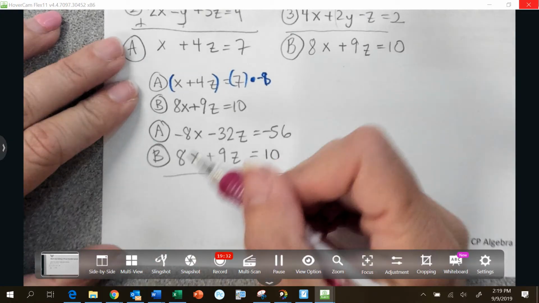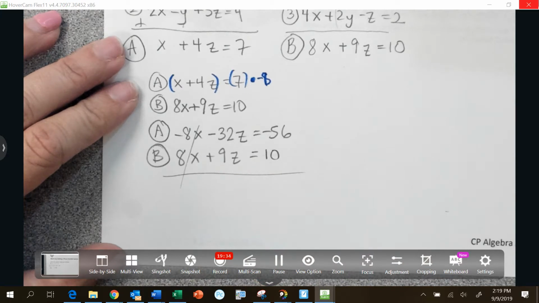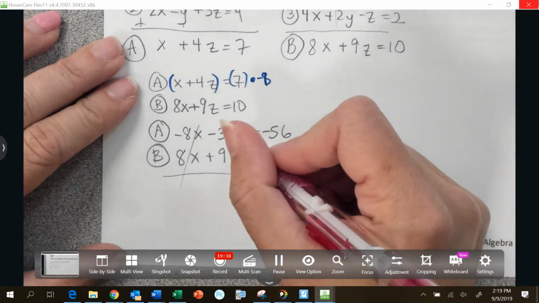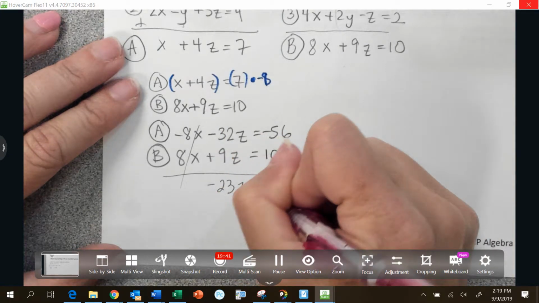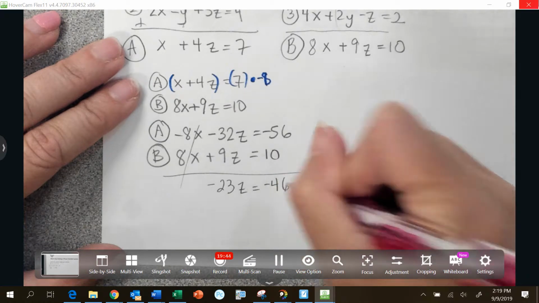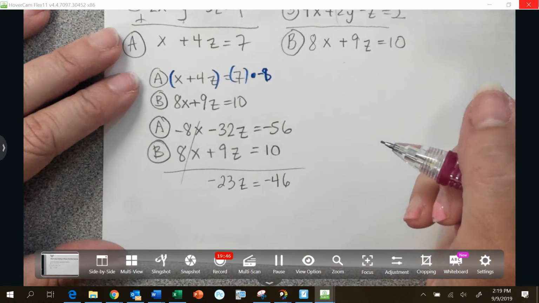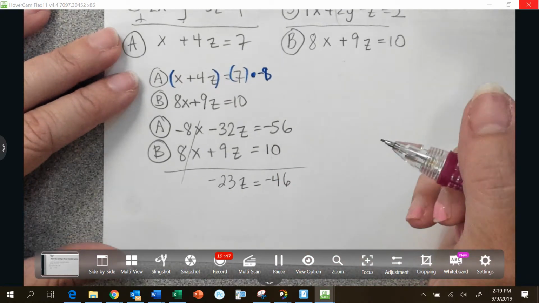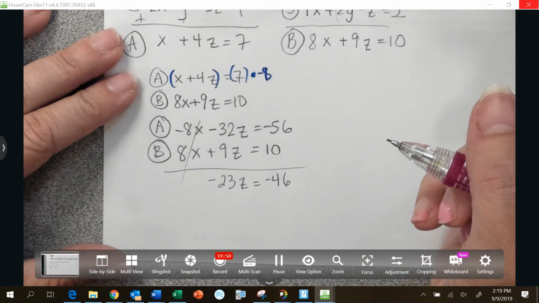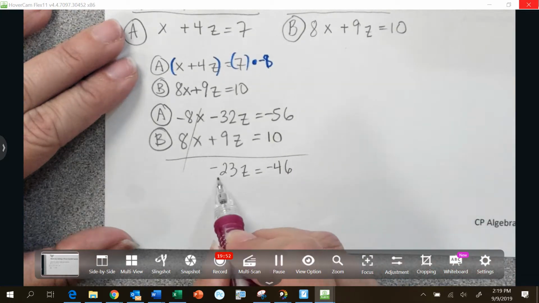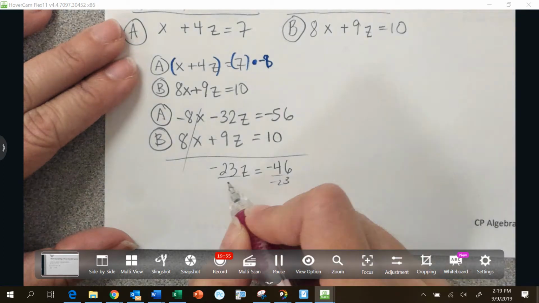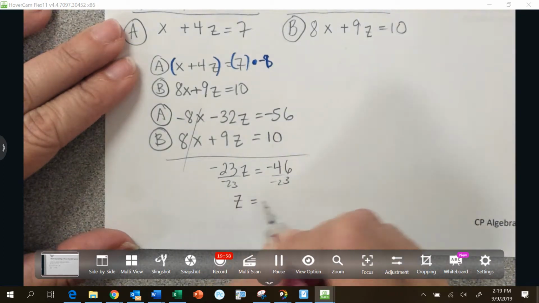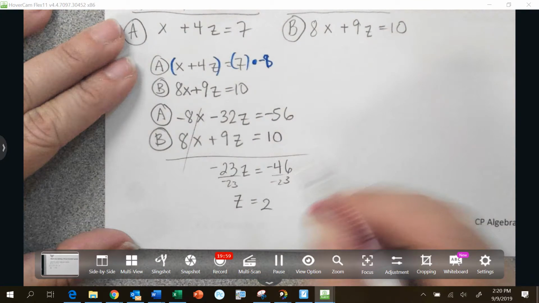Okay, when I add these up, my 8x and my -8x cancel out, and I get -23z equals -46. But I promise you, I didn't give you any questions on here that have horrible answers. So if you divide both sides by -23, you get z equals 2.